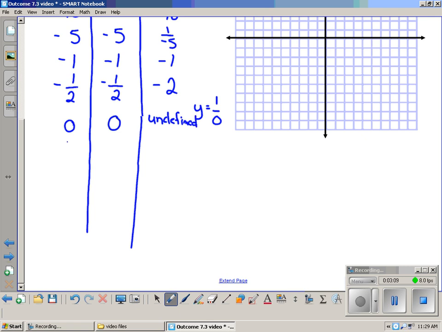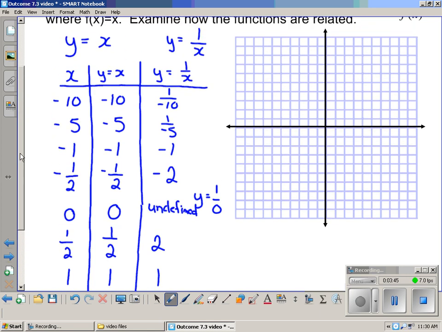Let's look at some positive values. Let's look at 1/2. y equals x would also be 1/2, but y equals 1 over x would be the reciprocal of 1/2, or 2. If x is 1, y will be 1, and the reciprocal of 1 is 1 over 1, or 1. If x is 2, y equals x is 2, but the reciprocal will be 1/2. And let's do one more. If x is 5, y is 5, and the reciprocal is 1 over 5. Now let's plot those points and see what happens.